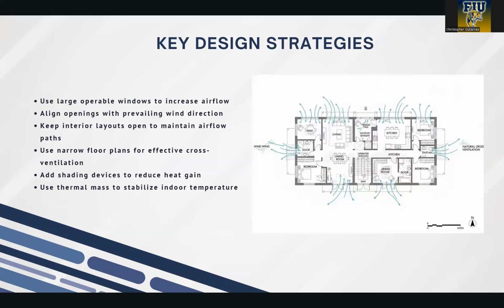Moving on to key design strategies. So design controls how effective natural ventilation will be. Large operable windows increase airflow. Openings should align with the prevailing wind direction. Interior layouts need open paths so air can pass through without obstruction. Narrow floor plans improve cross ventilation because they reduce the distance air must travel. Shading reduces heat gain and helps maintain comfort. Thermal mass stabilizes indoor temperature during warm periods. These strategies improve reliability and comfort.